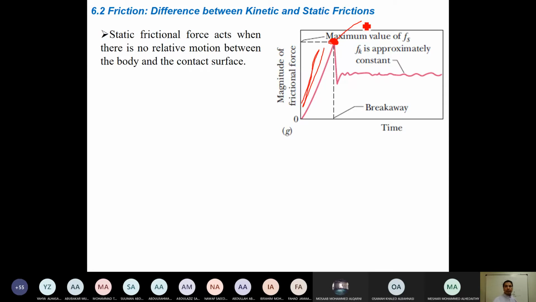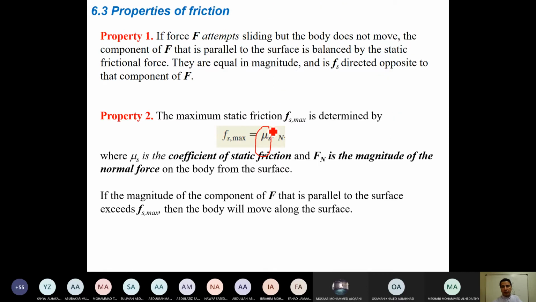So for this equation for the maximum static friction, here you are getting the mu. This mu is the coefficient of static friction, and this Fn is the normal force.